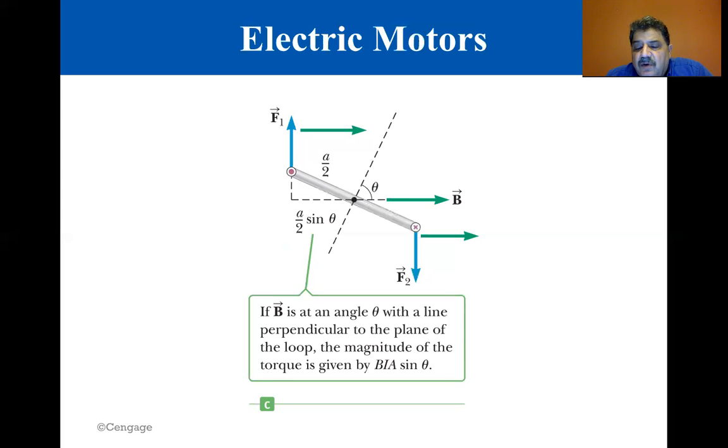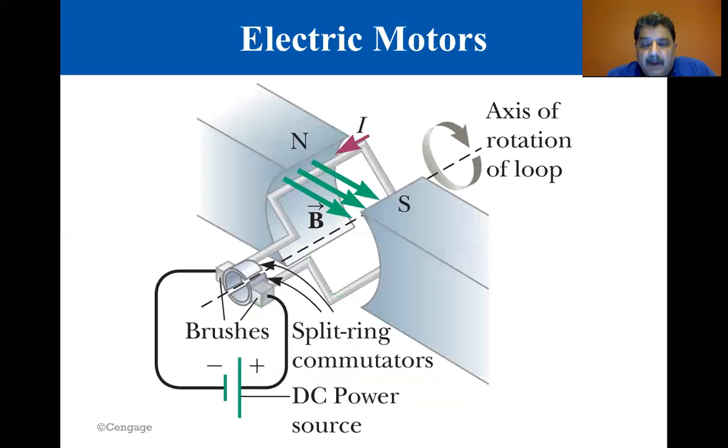As we've just seen, the torque on the loop in the figure rotates the loop to smaller values of theta until the torque becomes zero, where the magnetic field is perpendicular to the plane of the loop and theta equals zero. If the loop turns past this angle and the current remains in the direction shown, the torque reverses direction and turns the loop in the opposite direction, that is counterclockwise. In order to provide continuous rotation in one direction, the current in the loop must periodically reverse direction.